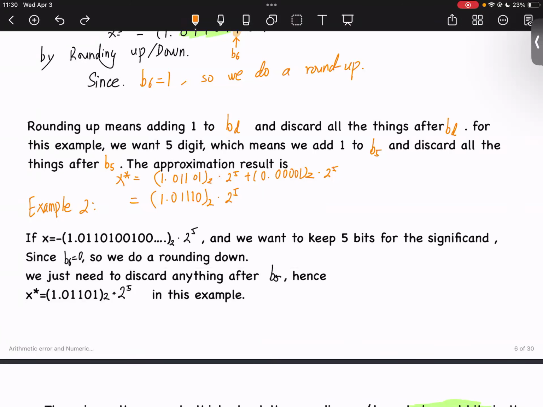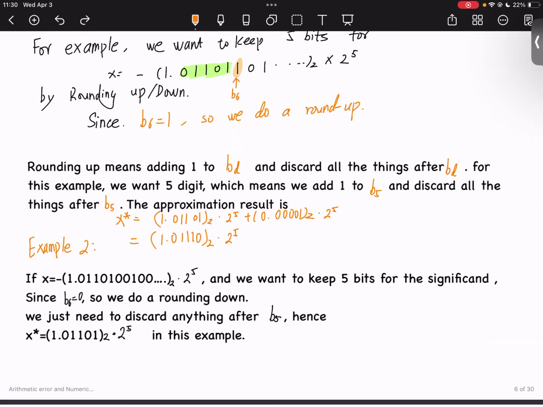Rounding up means that we are adding the... Oh, I have already written out the things. I forgot to erase all the things from the previous lesson. Oh, sorry. I shouldn't let you see the answer so quickly.